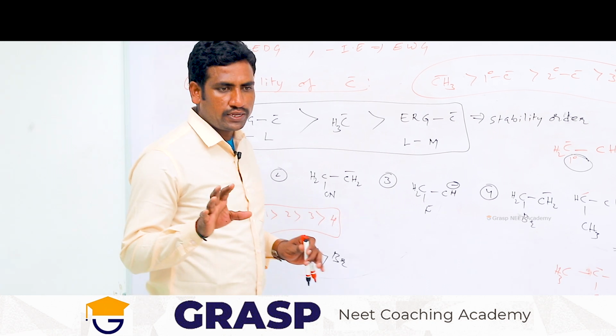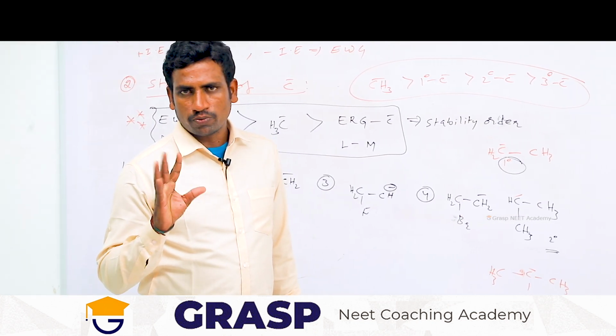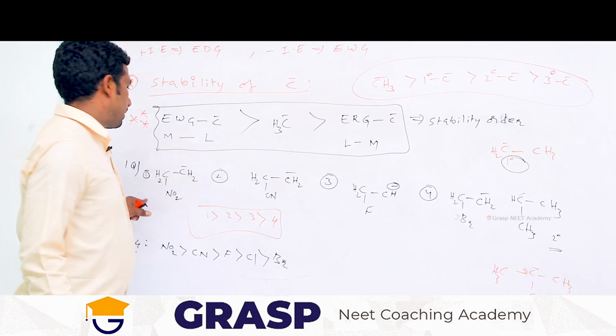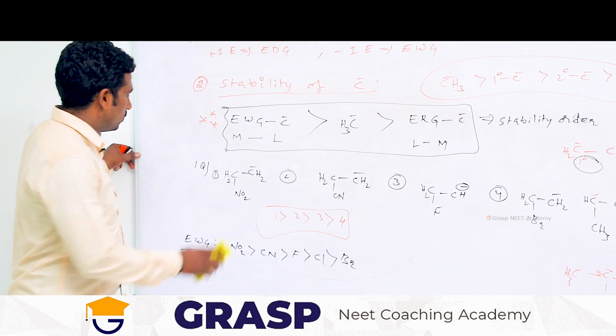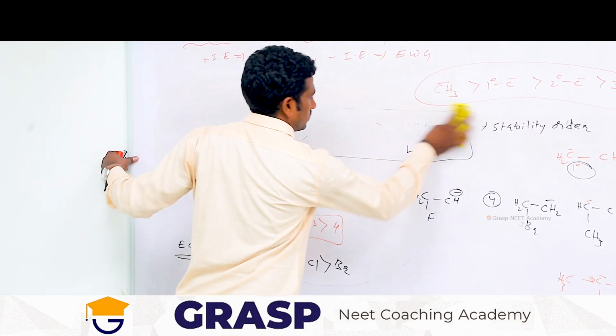Once again I am repeating, carbon free radical stability is similar to that of a carbocation. The way we arrange the carbocations, we can arrange them like that. I hope you can understand the concept of carbocation and carbon anion stabilities.